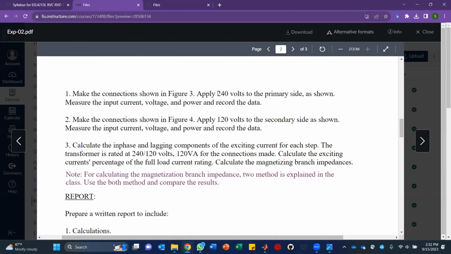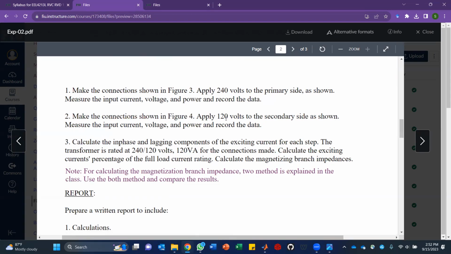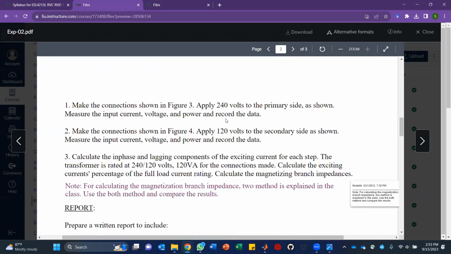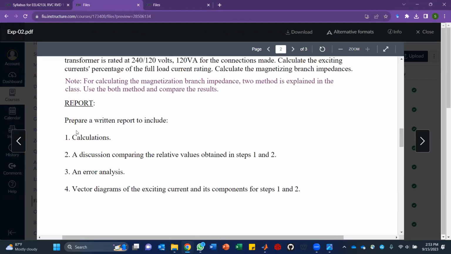You'll need to write this procedure, but make sure that you change the value. We didn't supply 240 volts, we supplied 140 volts. So you need to write that. And also here we supplied 100 volts, not 120. So you need to make sure to correct it accordingly. And you need to put calculations in your report.